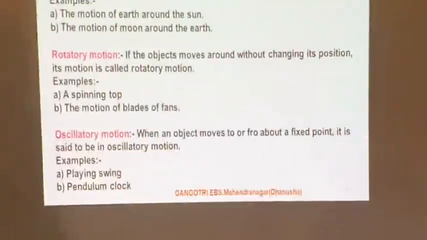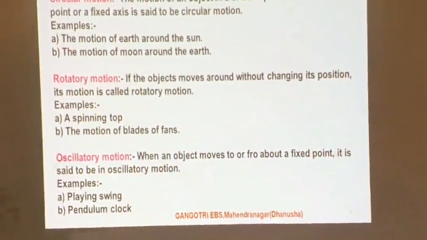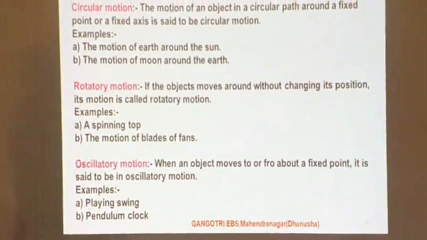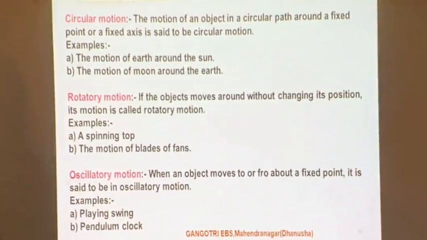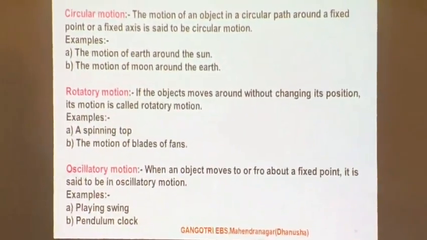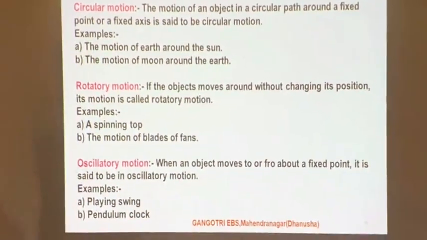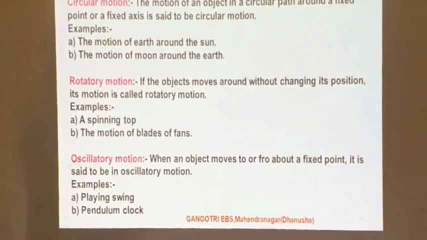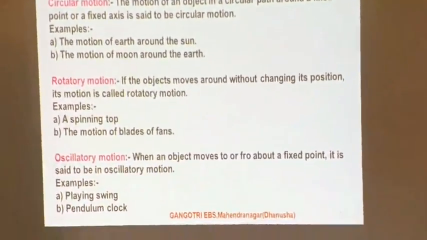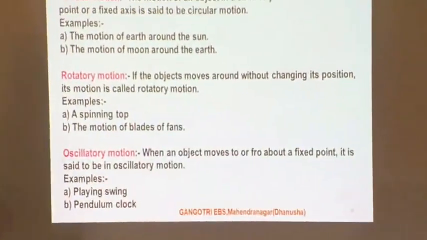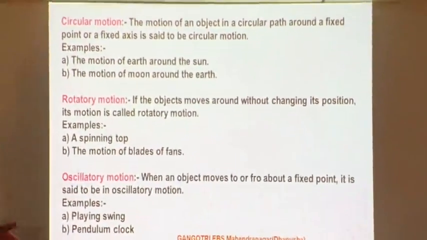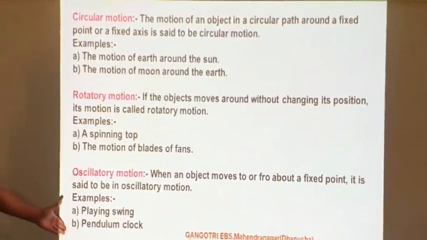Rotatory motion means if the object moves around without changing its position, its motion is called rotatory motion. Examples are a spinning top and the motion of the blades of a fan. Now oscillatory motion. When an object moves to and fro about a fixed point, it is said to be in oscillatory motion. Examples: playing on a swing, a pendulum, a clock.